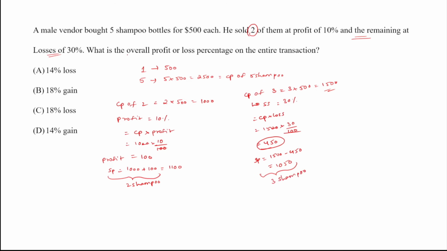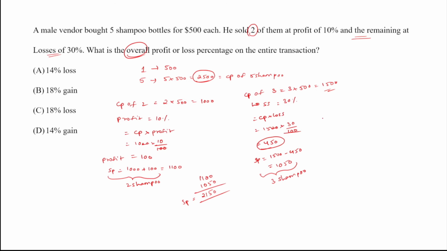And here in the question they are asking for what is the overall profit or loss percentage. So the overall cost price is 2500 and then we need to know the overall selling price. For that we need to add these two values, that is 1100 and also this 1050. After adding these two we will get the answer like 2150. So this is the selling price of all the 5 shampoo bottles. Here we can see that the cost price is 2500 and the selling price is 2150. The cost price is more compared to the selling price. Then automatically the vendor will get loss.